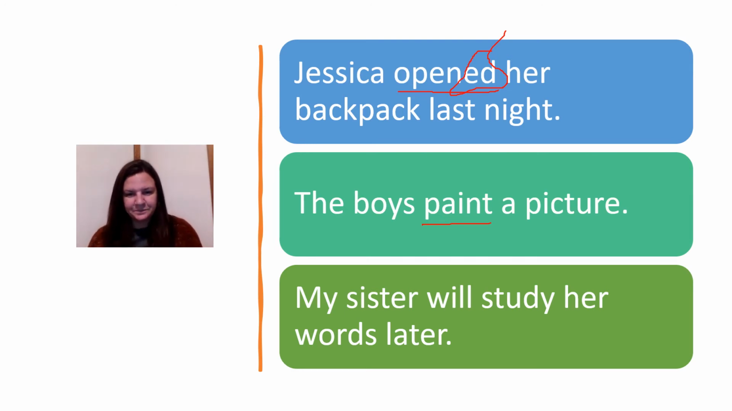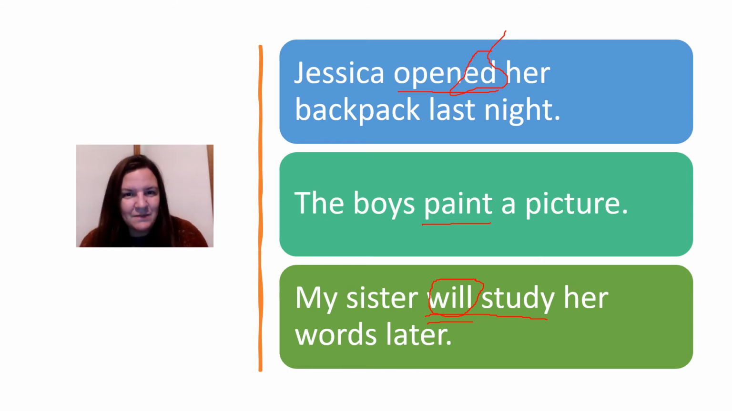It's happening now. Now the third sentence that we're going to look at says, my sister will study her words later. What will my sister do? She will study. Now, I do see another clue word in this one. I see the word later. If I see the word later, I know that that's something that's going to happen, so it's in the future. But I can actually decide that it's a future tense verb without even seeing the word later. Look in front of the word study. I see the word will. If I have will in front of my verb, that means it's a future tense verb.